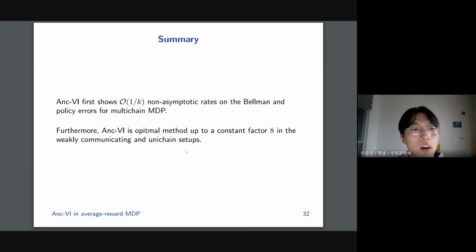To summarize, we show that the anchoring mechanism is also valid. It provides acceleration for average reward MDP. Specifically, we first established a 1/k non-asymptotic rate on the Bellman and policy error for multi-chain MDP. Furthermore, for the weakly communicating MDP, we established the optimality of anchored value iteration, which matches the lower bound up to a factor of 8.